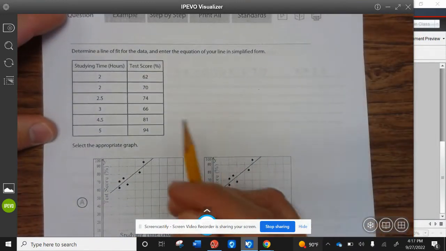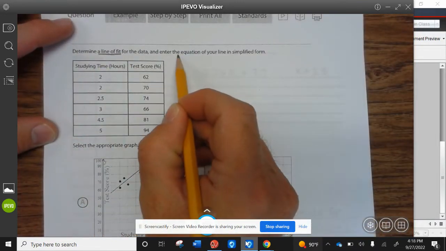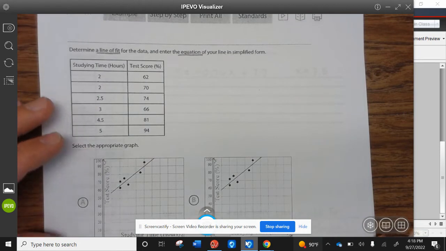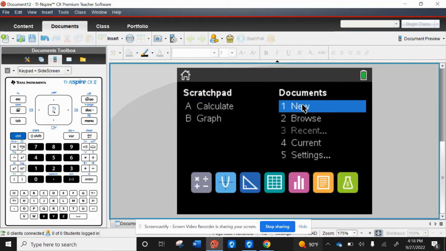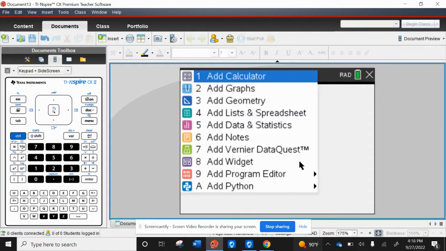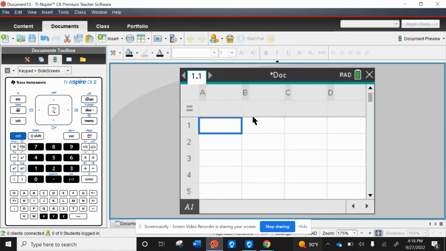All right, so again, we're going to find the line of fit equation. And so we're going to do the same process. So I'm going to go to On, New Document, No, number 4, Add List and Spreadsheets, X, Y, and then we're going to fill in the table.